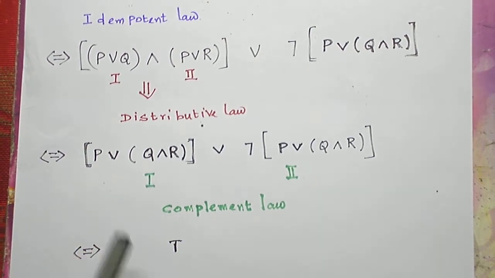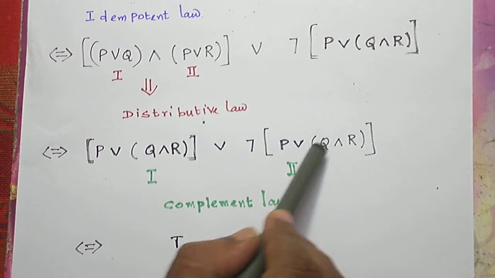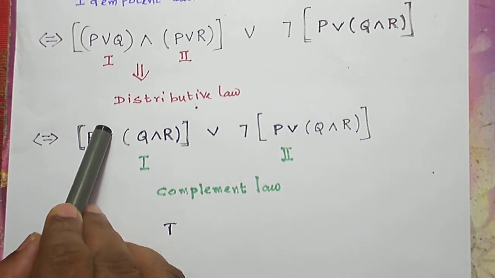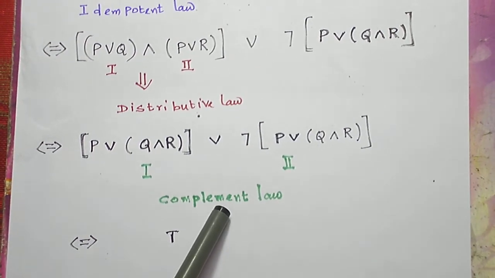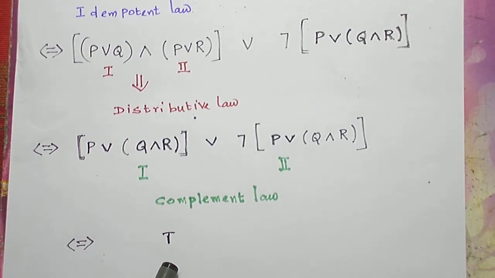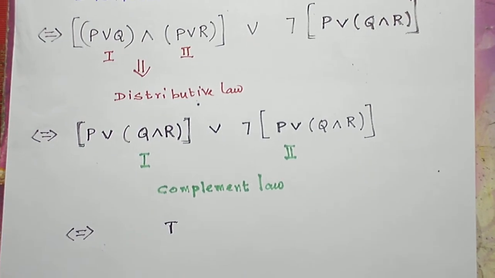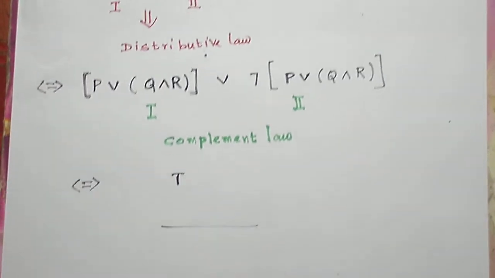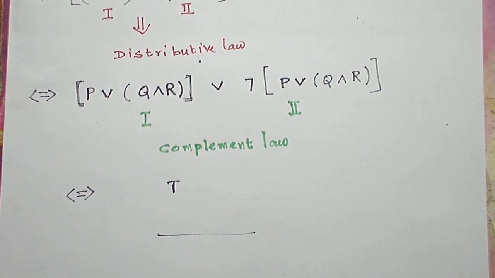Now for the next step, you take this entire term as the first term and this entire term as the second term. Look at that. It looks like P OR negation P. So by complement law, P OR negation P shall be replaced by T. So the final answer is the truth value T. So the given statement is a tautology, we shall conclude. So next video, let us see another problem. Thank you.